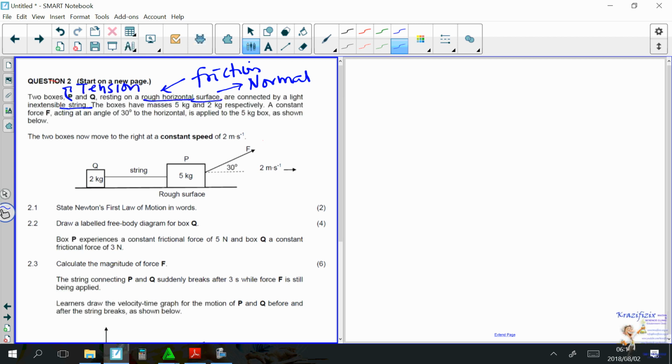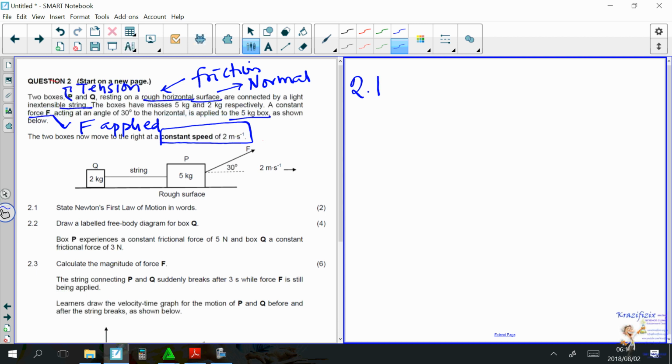The boxes have masses 5 kg and 2 kg respectively. A constant force F acting at an angle of 30. All right, a constant force F. What are we talking about? Force applied on the 5 kg, as shown in the diagram. The two move at a constant speed of 2 meters per second. 2.1. State Newton's first law of motion.